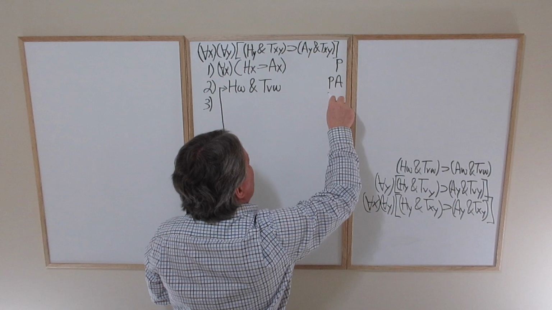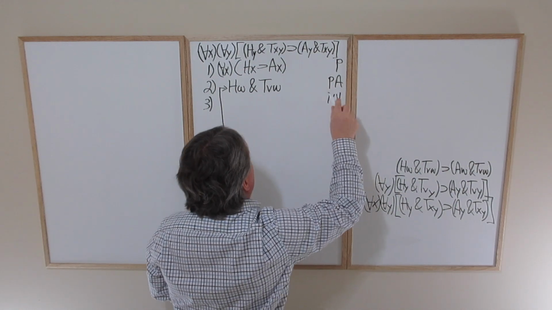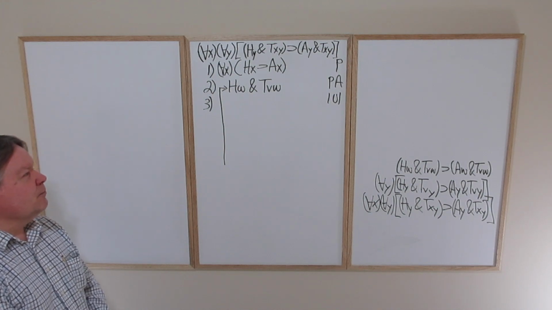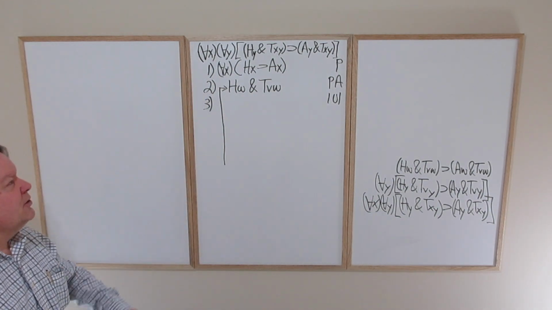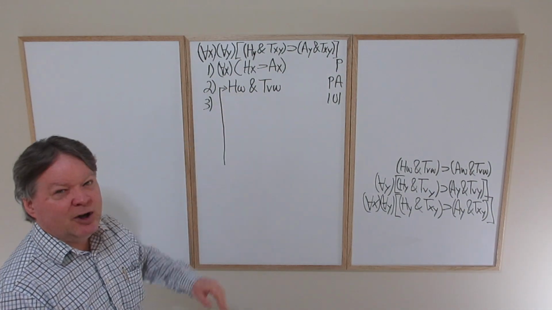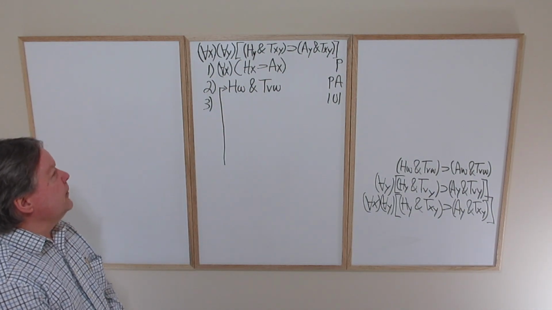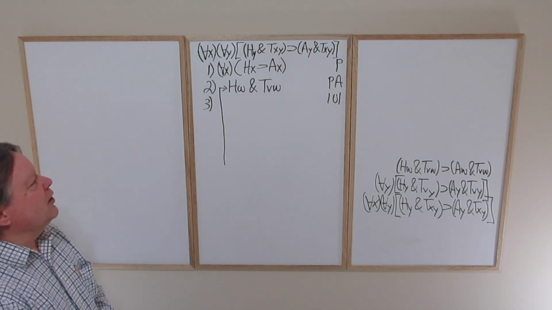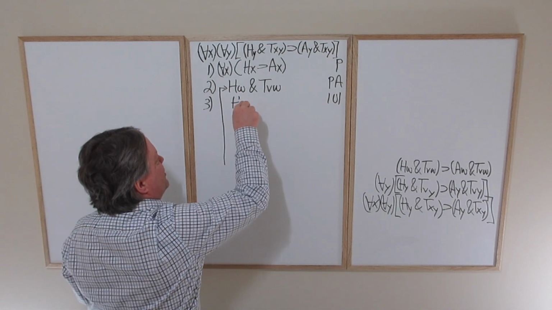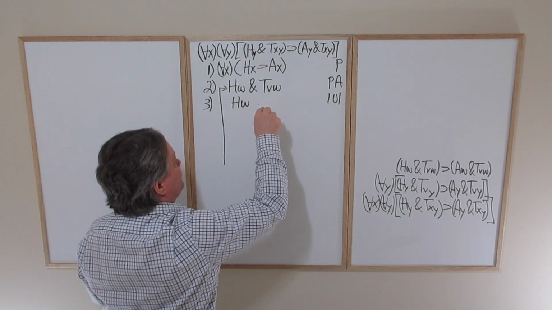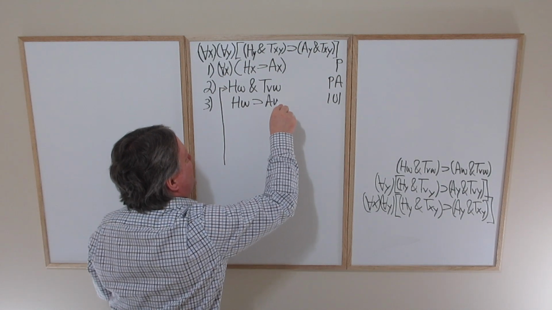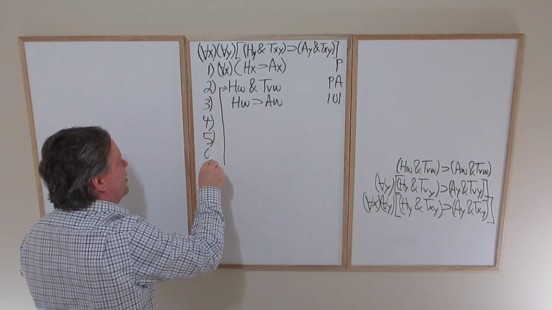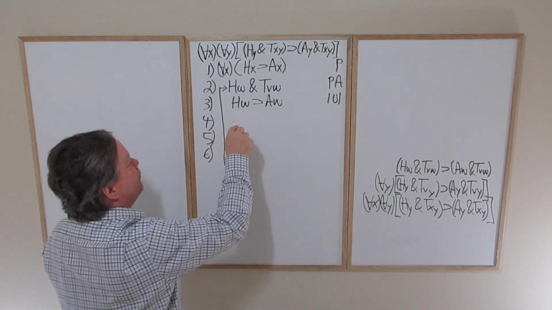UI is without restrictions, of course. So we could have done the UI before we made the provisional assumption. Although if we make the provisional assumption first, it makes it crystal clear exactly what instantiation we want to make when we do the UI on one. So that'll give us HW, horseshoe, AW. Now, I hope you'll agree, the sentential logic part of this is pretty straightforward.